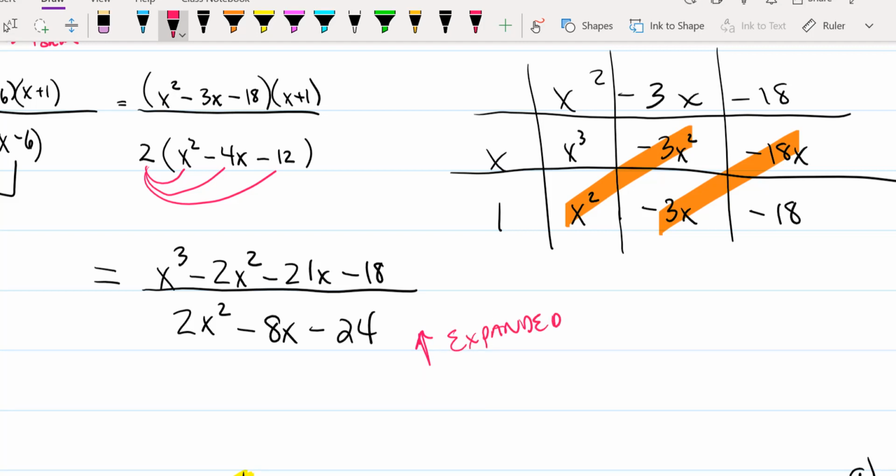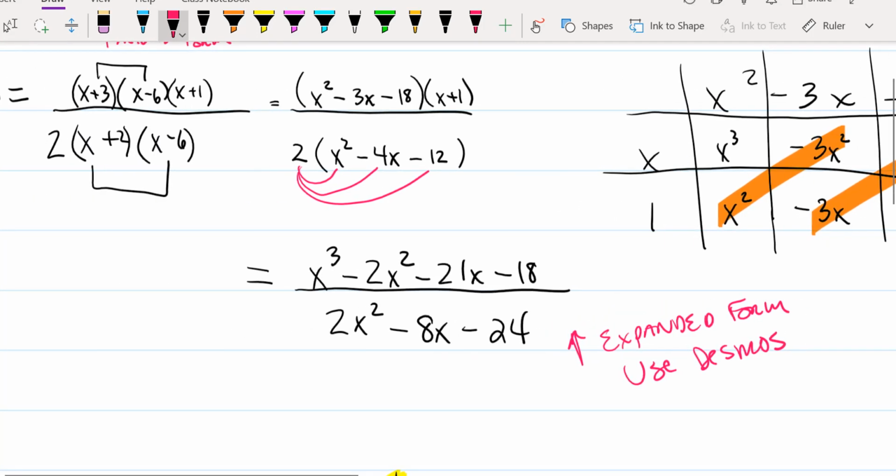Now from here, what we want to do is use Desmos to check to make sure we did this correctly. Because if we mess up in the original part, then everything else we do is going to be wrong. So we want to make sure that is correct. So we're going to take the expanded form and the factored form and put both of those into Desmos. So I'm going to have you go ahead and hit pause, type those into Desmos, and I'll see you back here in a moment.